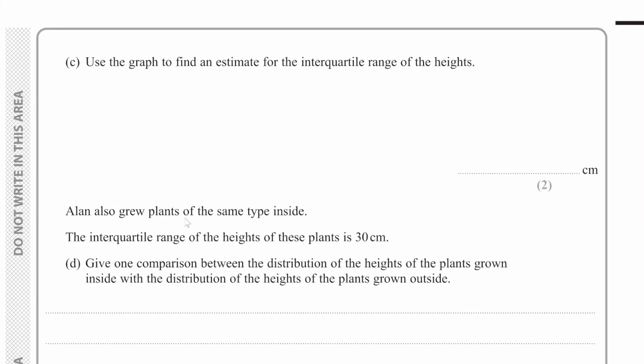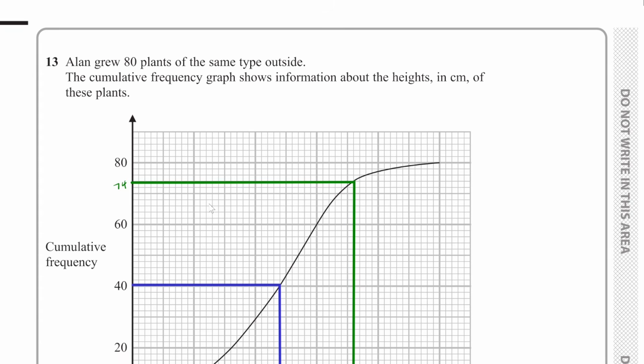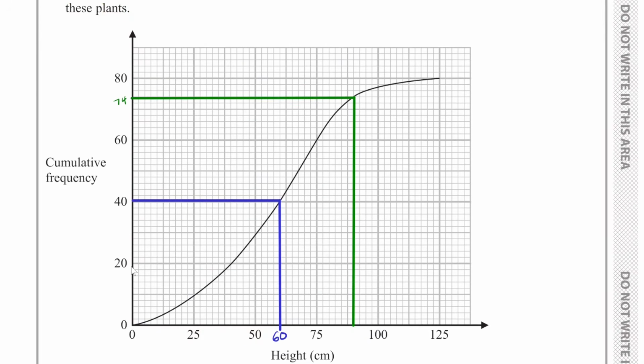Part C, use the graph to find an estimate for the interquartile range. So we're going to split our plants into quarters now. And a quarter of the plants will be 20 of the plants. So we go from 20 to our line and down, and we'll read off that number, which is 40 centimeters. For 3/4 of the plants, 3/4 of 80 is 60. So 60, and that is 75 centimeters.